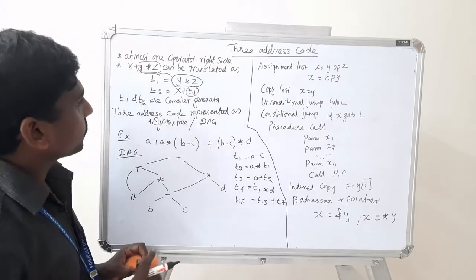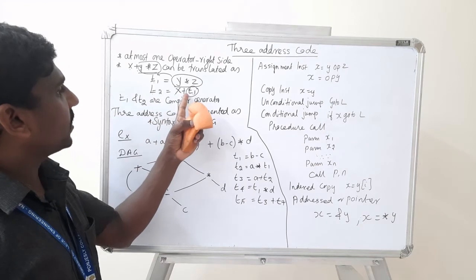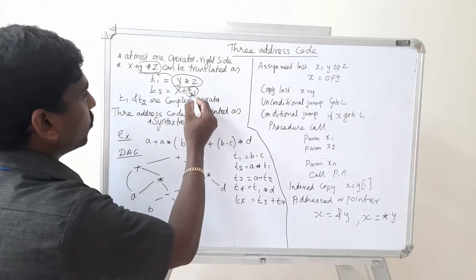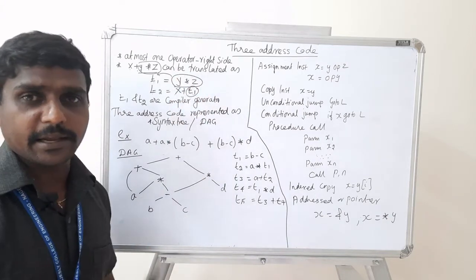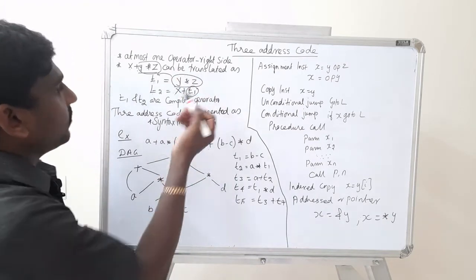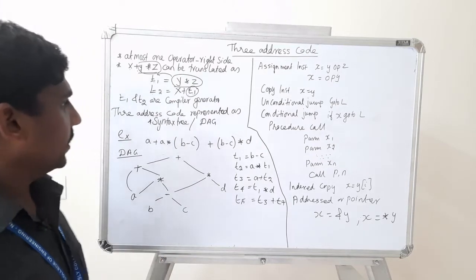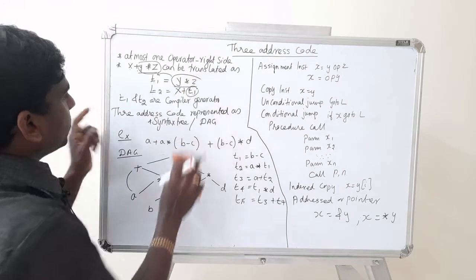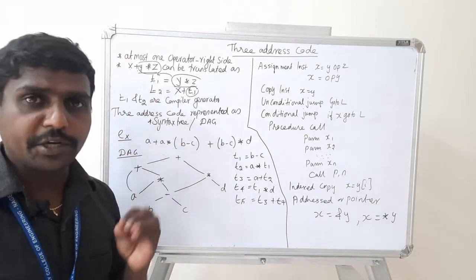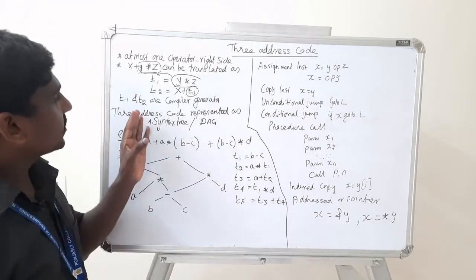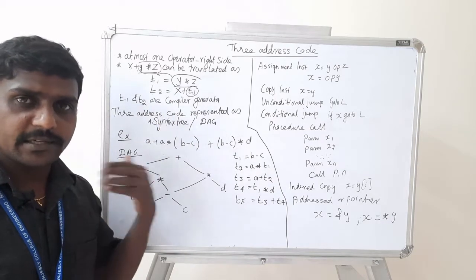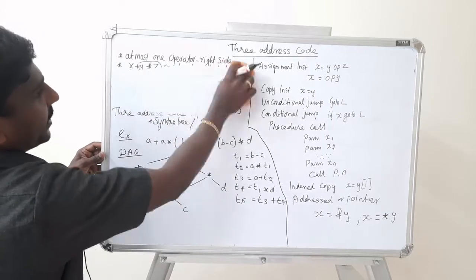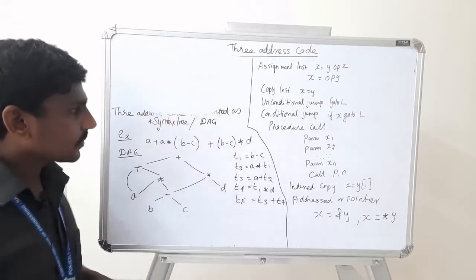What is the advantage? Once again, if I need x plus y star z, I don't want to perform the computation again. I can derive it from the temporary memory. That is the main purpose of three address code. Here T1 and T2 are temporary memory generated by the compiler. The programmer is not going to generate T1 or T2.